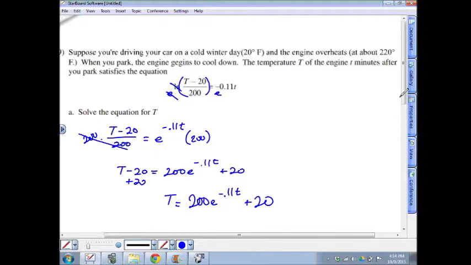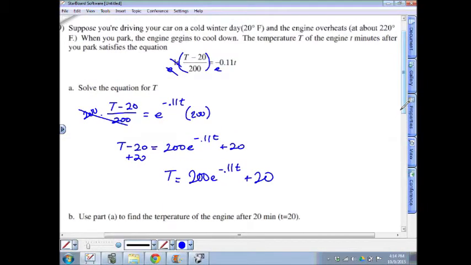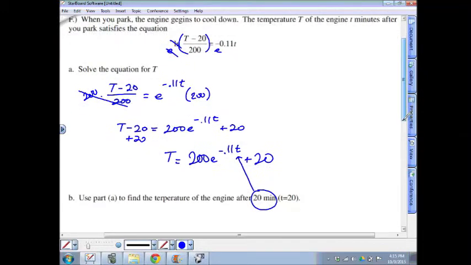The whole reason for part A was to answer part B. Use part A to find the temperature of the engine. Part B could have been done without part A, but part A now makes it much easier because all we have to do is take 20 and plug it in there for little t, because 20 minutes is a measurement of time. So this is just going to tell us what the temperature is going to be if you let the car sit there for 20 minutes on a cold winter day.